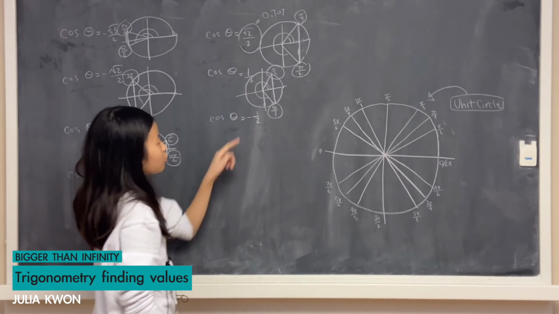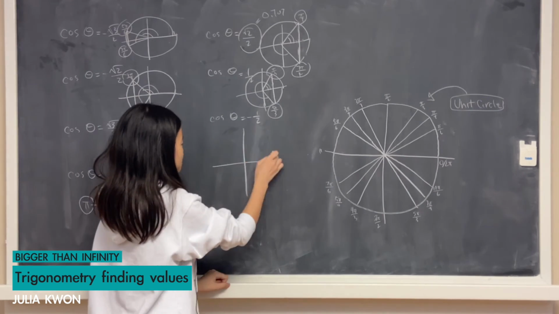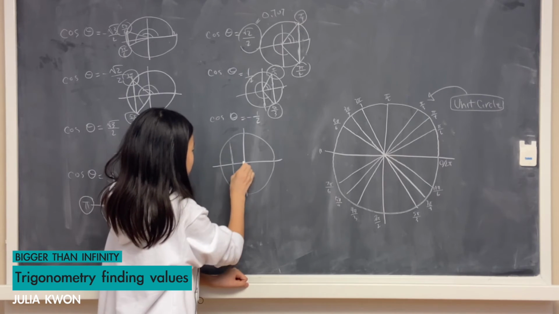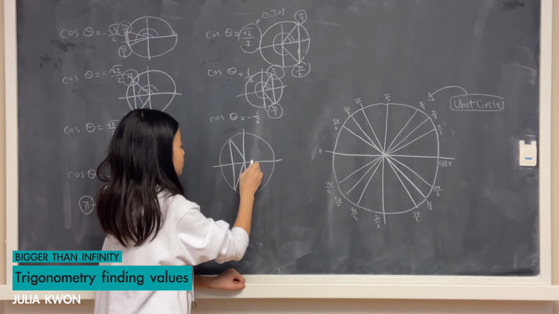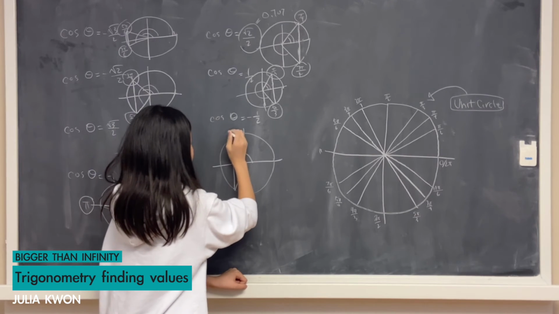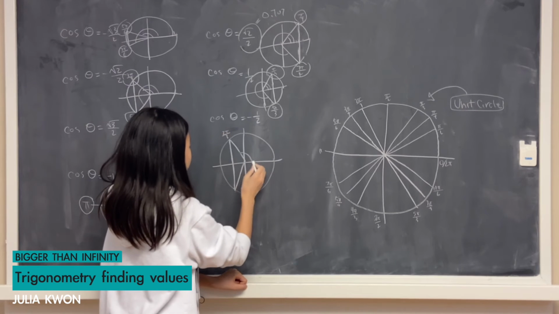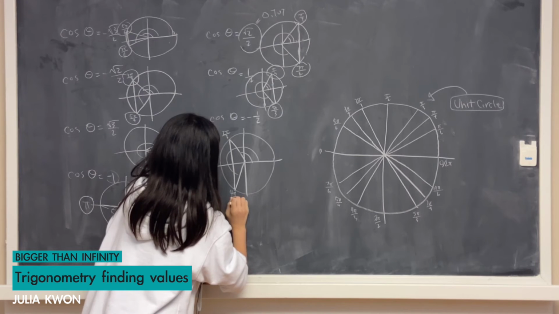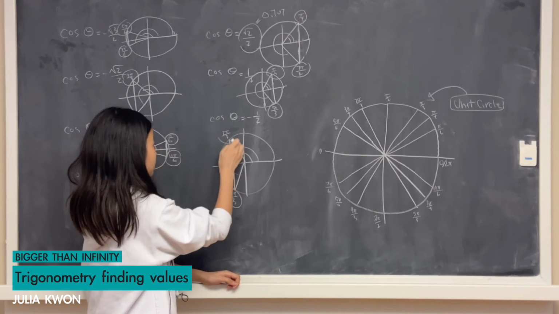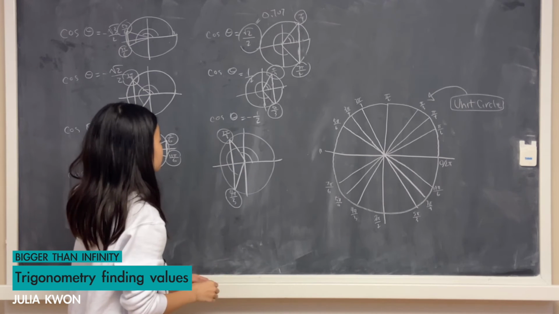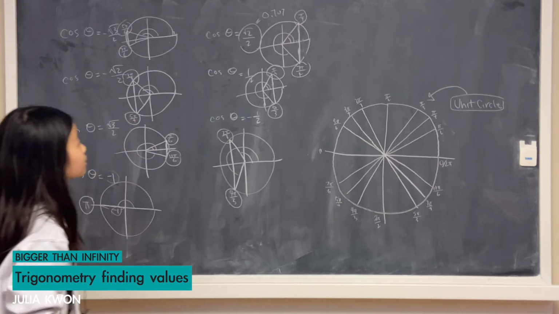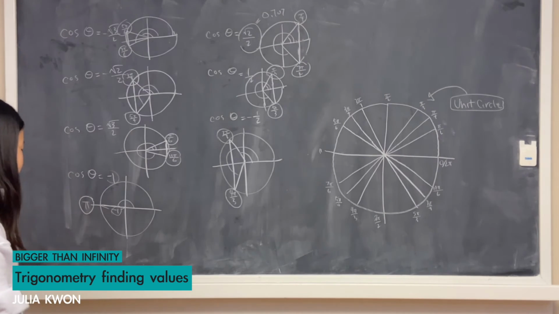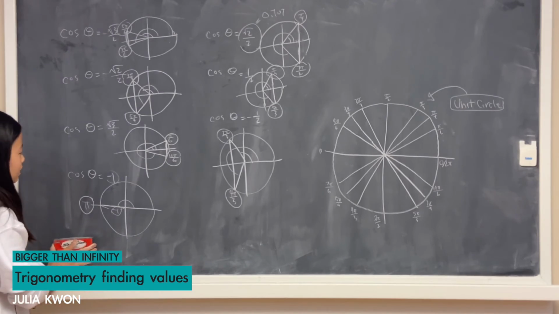And for cosine theta equals negative 1/2, we have negative 1/2. So like here, this radian is 2 pi over 3, and this radian here is 4 pi over 3. So these two radians are the theta for this equation. So these were the examples for cosine theta. Now I'll show you guys some examples for the tangent theta.